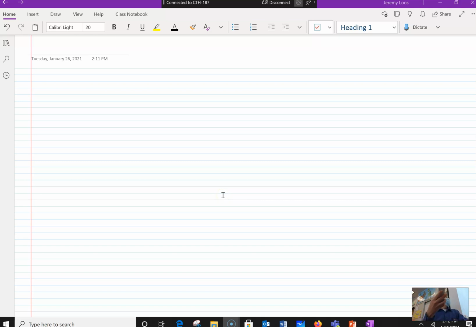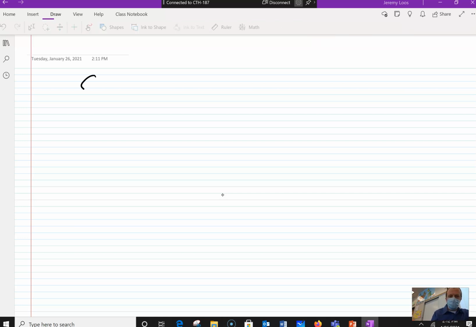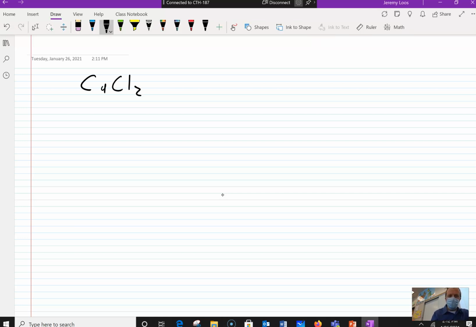Okay, so for instance, if you want to know the mass of CaCl2, this is number 2 on page 7. And again, you should already have this done. What we need to do is find the masses of the individual atoms and then multiply if appropriate. So this is 1 calcium and there's 2 chlorines.